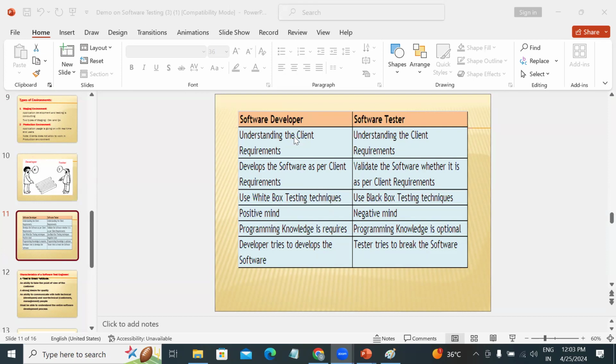Developers have a positive mind. We will have a negative mind only. Whenever you test an application with a positive mind, you won't find any mismatches. Suppose your developer is a friend. You have confidence in the developer and you test, and you won't find any mistakes.